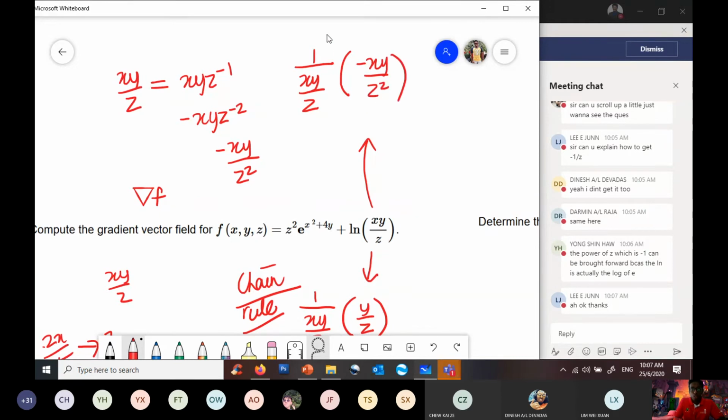As I told you, 1 over a fraction is the fraction upside down, so it's going to be z over xy, and then here it's -xy over z squared. So xy cancel, z and z cancel, -1 over z. I hope that is a bit more clear now for the others who still couldn't get it. The key is to actually rewrite the over z into z to the power of -1, so it's a bit easier to differentiate.